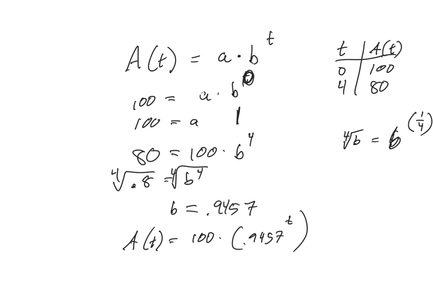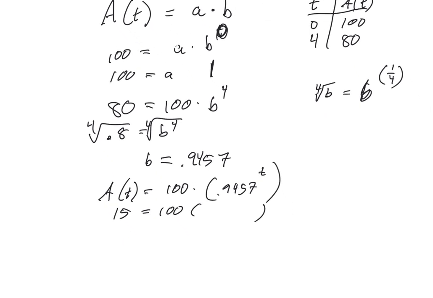Last part of the question, how long after the process begins will we get to 15? So when does this equal 15? So that will equal 100 times that whole thing. Solving, we divide by 100. 0.15 equals 0.9457 to the t.